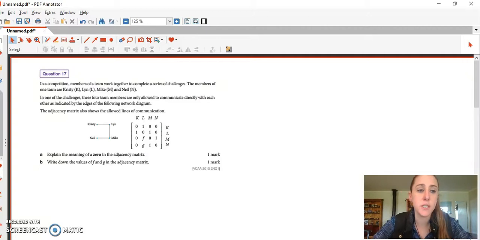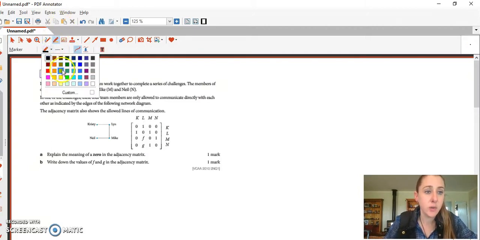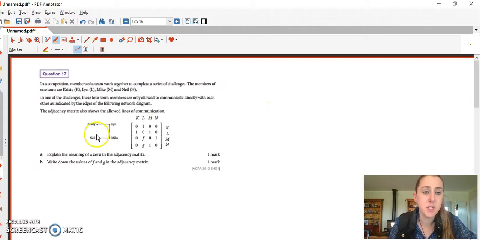Now I want to have a look at question 17, because it's asking for some more meaning-based information. So in a competition, members are working together. We've got 4 members, which are listed here. In one of the challenges, they're only allowed to communicate with the people indicated here. So what it's saying is that Christy can only communicate with Lynn, Lynn can only communicate with Mike, and Mike can only communicate with Neil, and Neil with Mike, and Mike with Lynn, and Lynn with Christy.